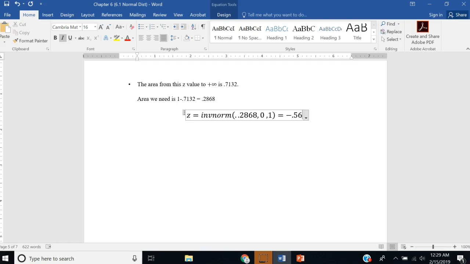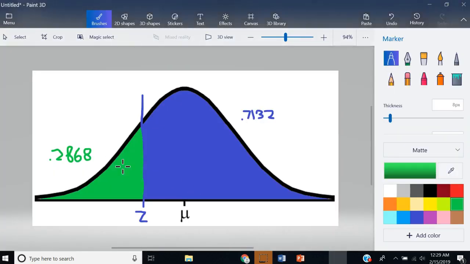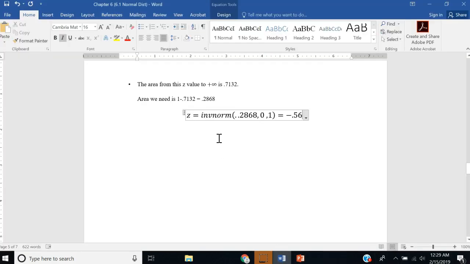So again, if I were taking notes, I'd have a little picture trying to replicate the picture I have here. When I'm teaching in a classroom, I generally draw these things on the board. So I'd have that picture drawn on your guided notes, and then I would write down: area we need is 1 minus, and then z is equal to inverse norm of 0.2868. So hopefully that makes sense.